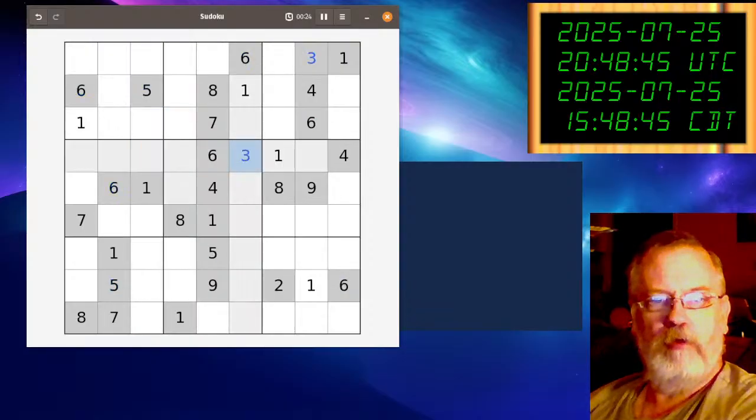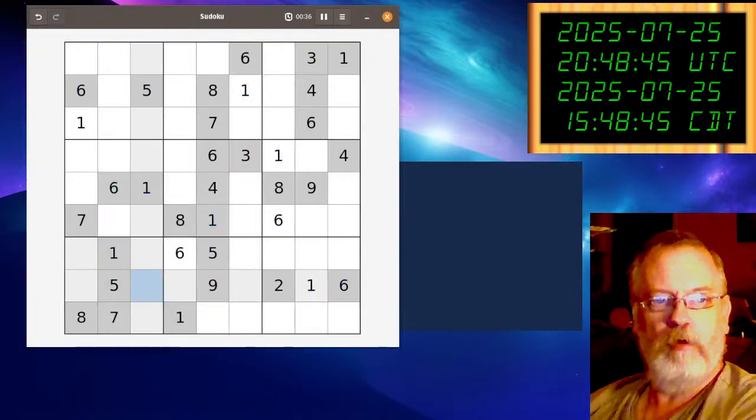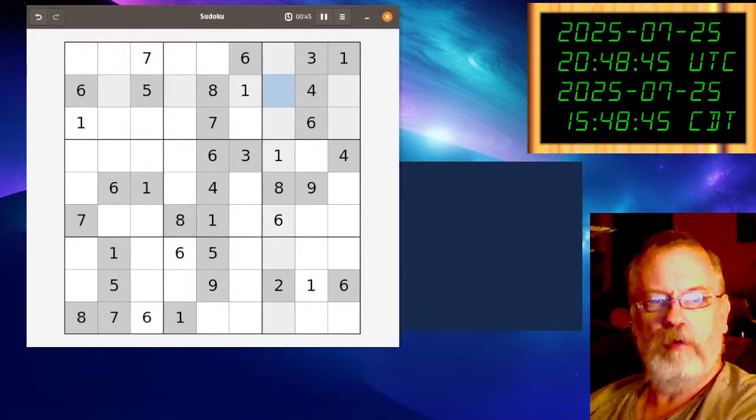And let's see. I've got 6 going in here. Nope, not there. 6 going in there. That means this one's going to be 6. Let's see, this one's going to be a 7. One of these two will be a 7.